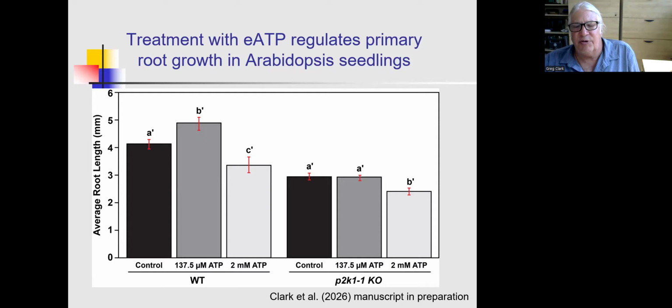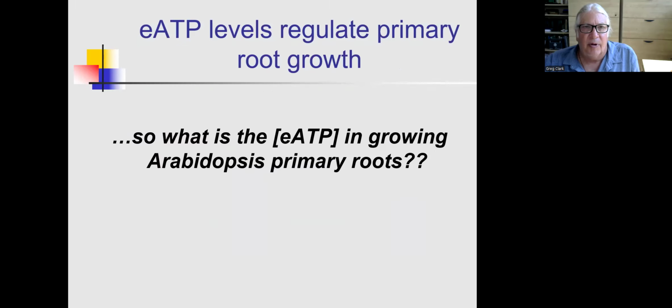This biphasic response to extracellular ATP has been observed in hypocotyls, pollen tubes, cotton fibers, really every plant cell type and tissue type that we've tested. We've seen this biphasic dose response curve. So if eATP levels regulate primary root growth, what is the concentration of eATP in growing Arabidopsis primary roots?